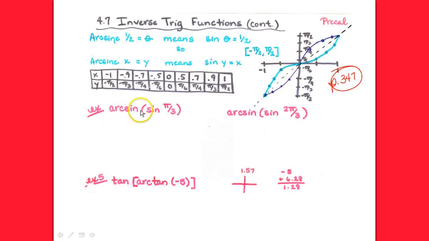We've got the arc sine of the sine of pi over 3. Ignore the outside function and let's just start inside the parentheses with sine pi over 3. Okay? Sine pi over 3 is a value that we know. We've been using it for a couple of weeks now. We know the sine at pi over 3 is square root of 3 over 2. So now I've got arc sine of square root of 3 over 2, and now I'm right back to the same type of problems we were doing last night, right?